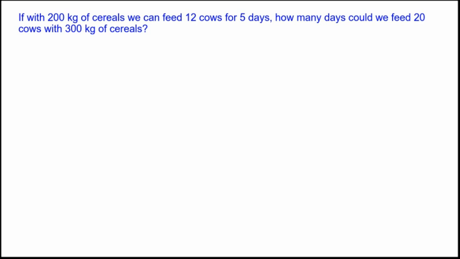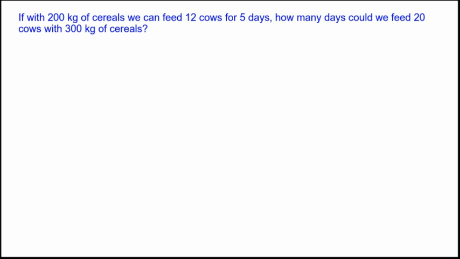Okay, now we are going to solve this problem using a composed proportion. That means we have three magnitudes related, and we have to find the unknown quantity. In that case, there are 200 kilos of cereals, and with these kilos we can feed 12 cows for 5 days. So the question is, how many days could we feed 20 cows with 300 kilos of these cereals?